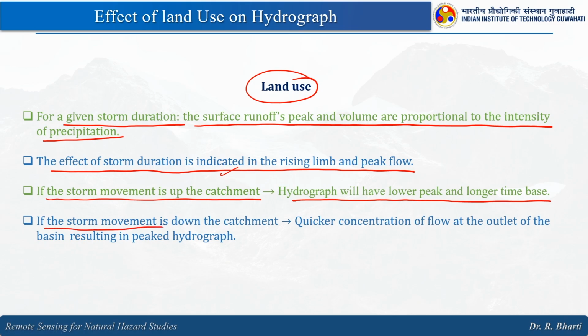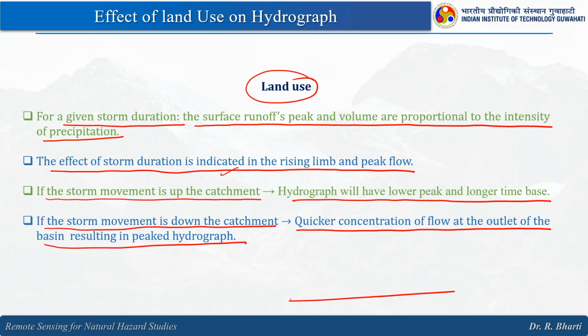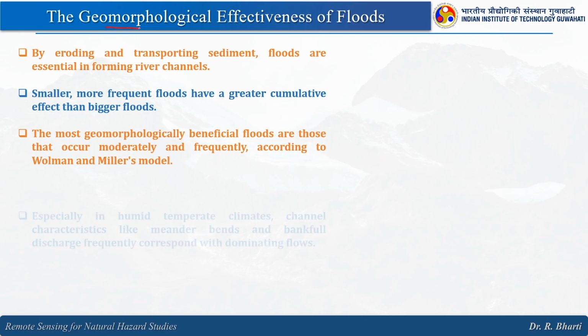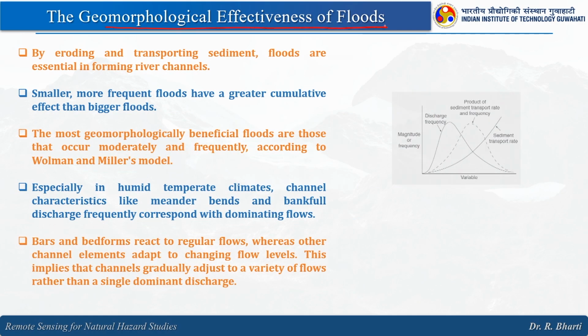If the storm movement is down the catchment towards the outlet, quicker concentration of flow at the outlet of the basin resulting in peak hydrograph. So, you will have immediate response, right. So, this is 0 and this is the peak, and if it is moving upward, then you will have this kind of hydrograph, right. Then comes the geomorphological effectiveness of flood.